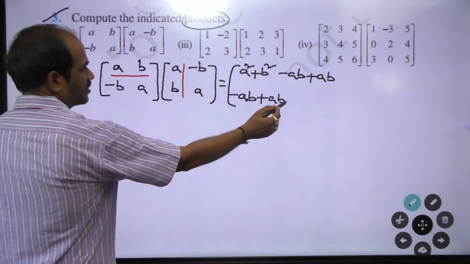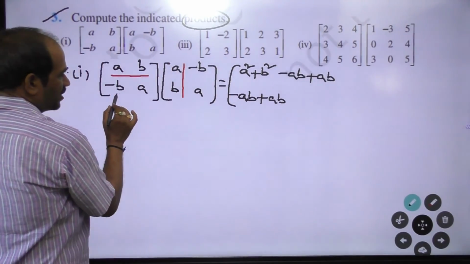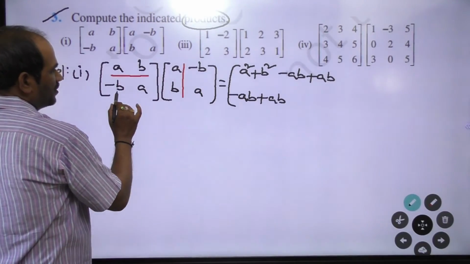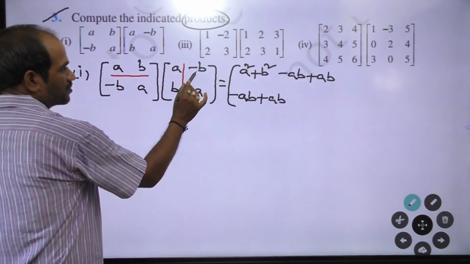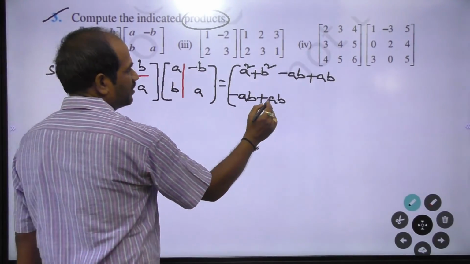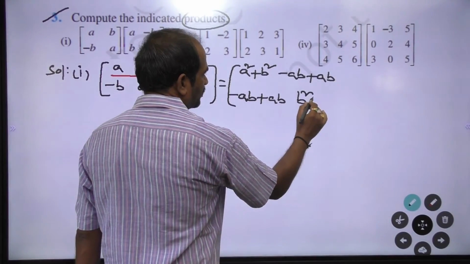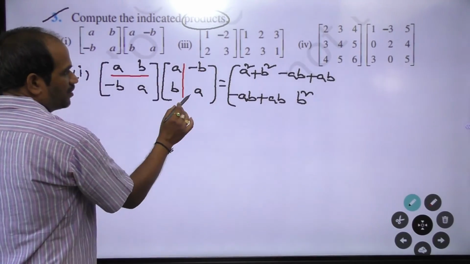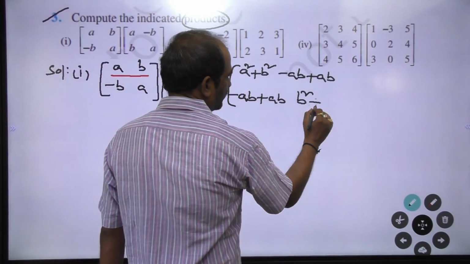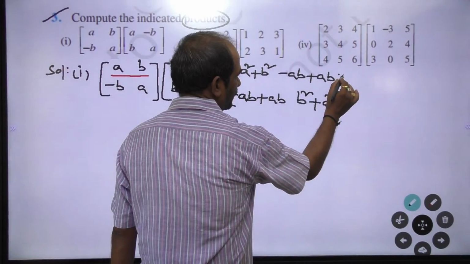Right, next, this element, second row, second column. Take second row, second column: minus B into B, minus and minus is plus, B into B, B square. This element is B square. Next, A into A square plus A square.